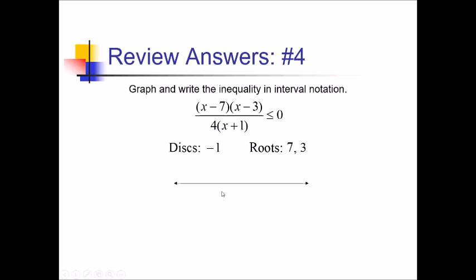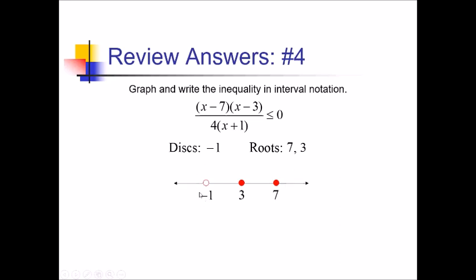So the furthest one to the left is going to be this -1. Since that's a discontinuity, we automatically use an open dot for that. Next, I have a 3. Since that is a root, and since I have an equals for my inequality, I have to use a solid dot for 3, and for the other root as well for 7. Now I'll go through and test a number from each interval.